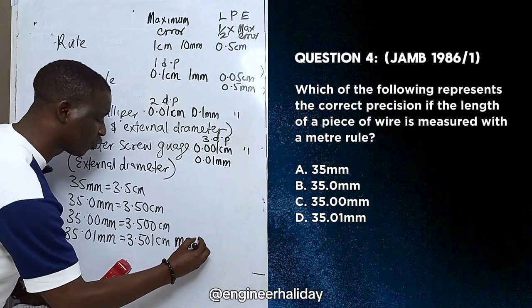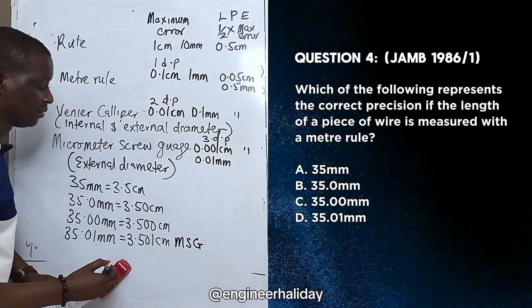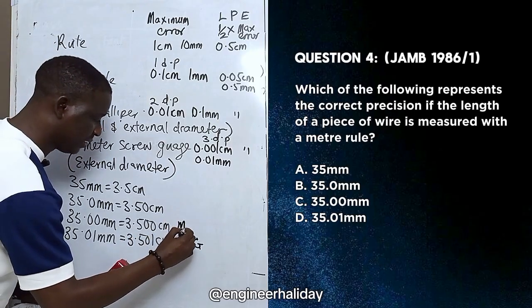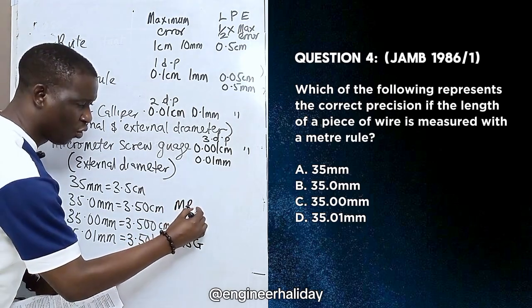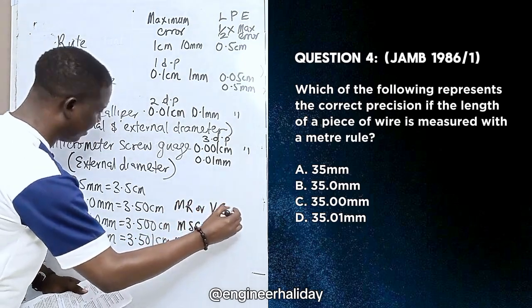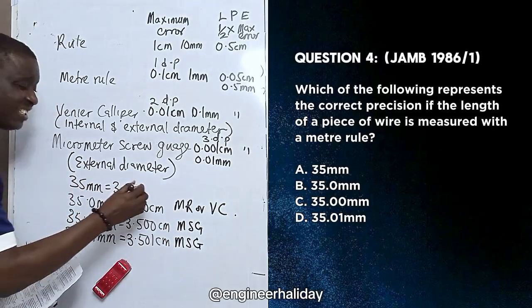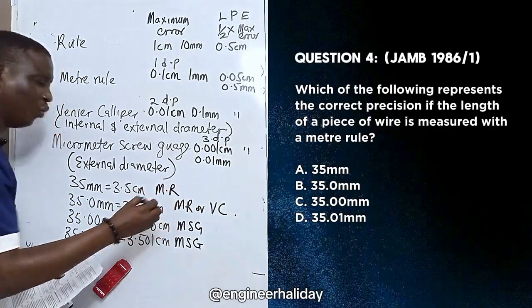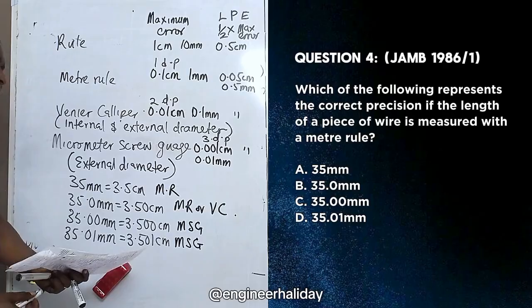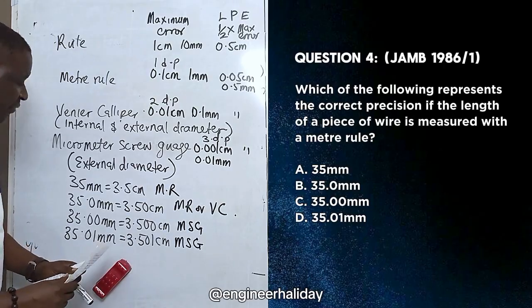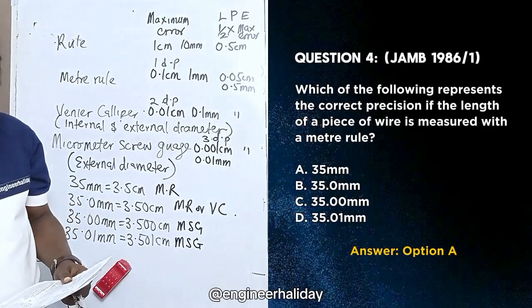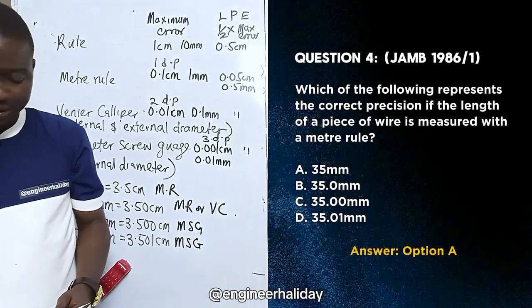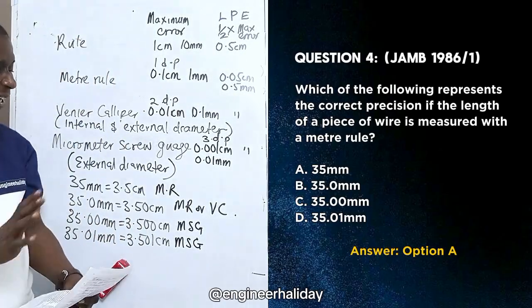This one is micrometer screw gauge. This one is micrometer screw gauge. This one can be meter rule or vernier caliper, 2 of them. But this one is meter rule. So the one that actually carries the meter rule is 35 millimeter. So I will go with option A, which is 35 millimeter. That one is specifically for meter rule.